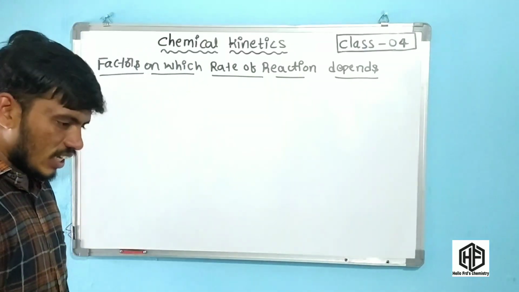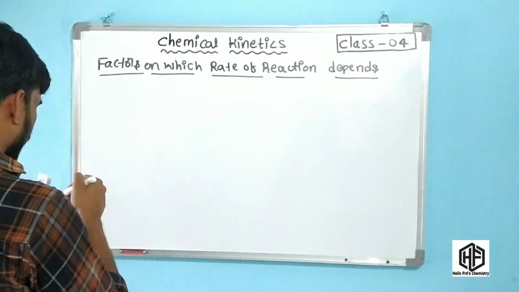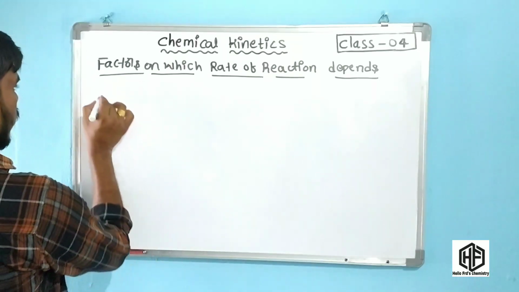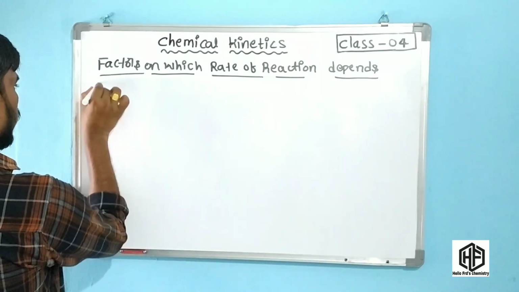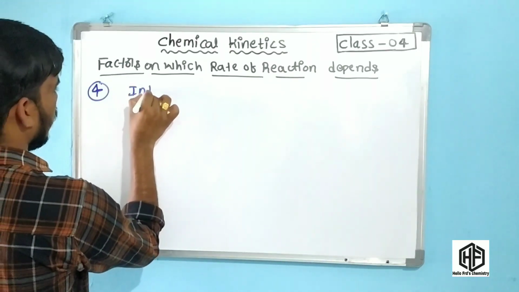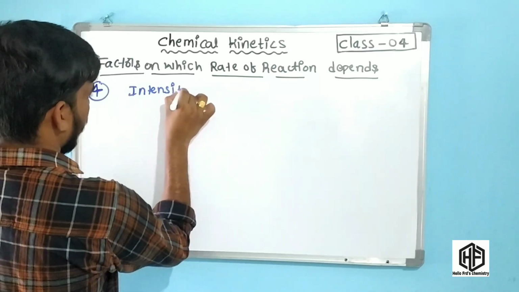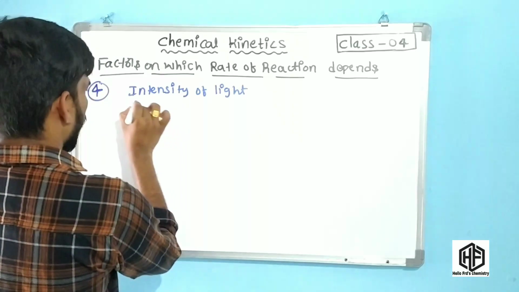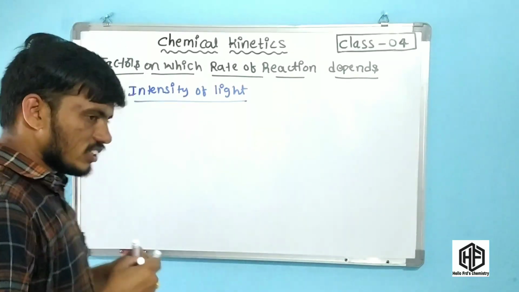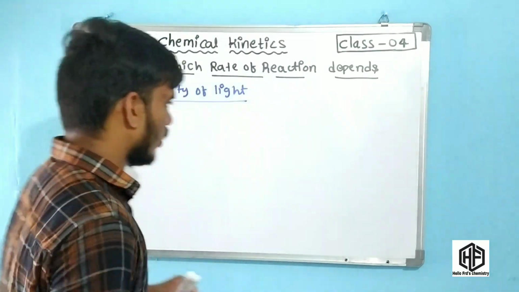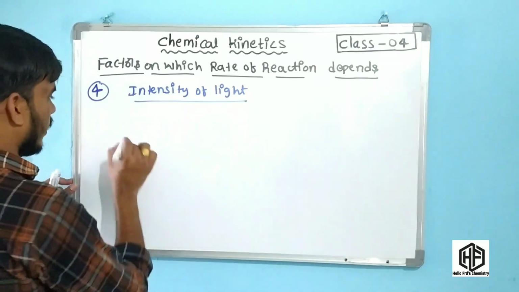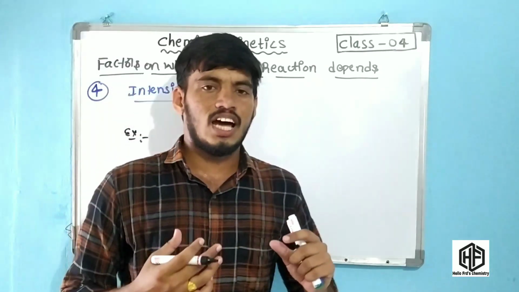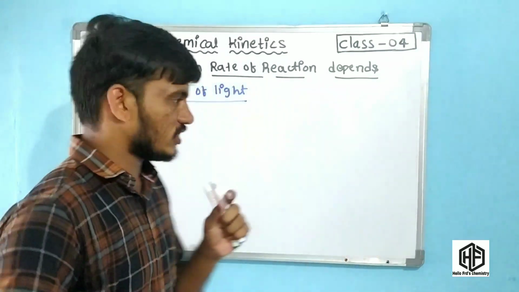Friends, the next factor is the intensity of light. This is the fourth one. Friends, intensity of light is the fourth factor. Intensity of light. For example, now we have to consider an example, friends. Some of the reactions are photochemical reactions.